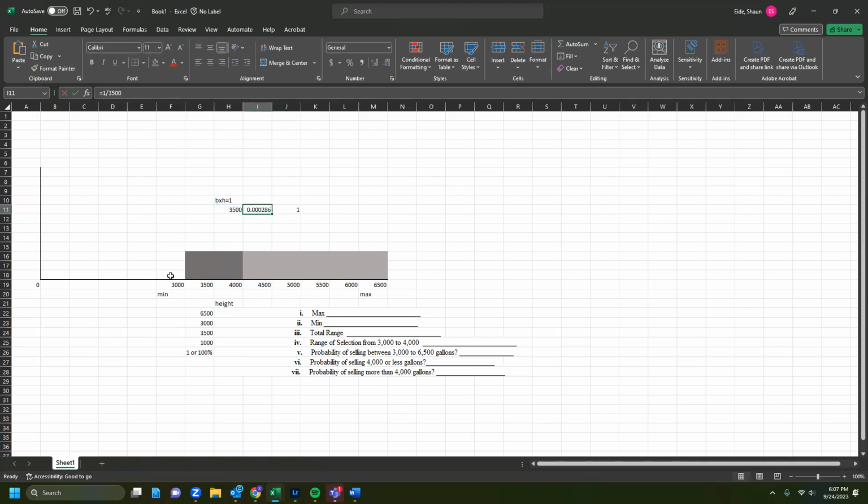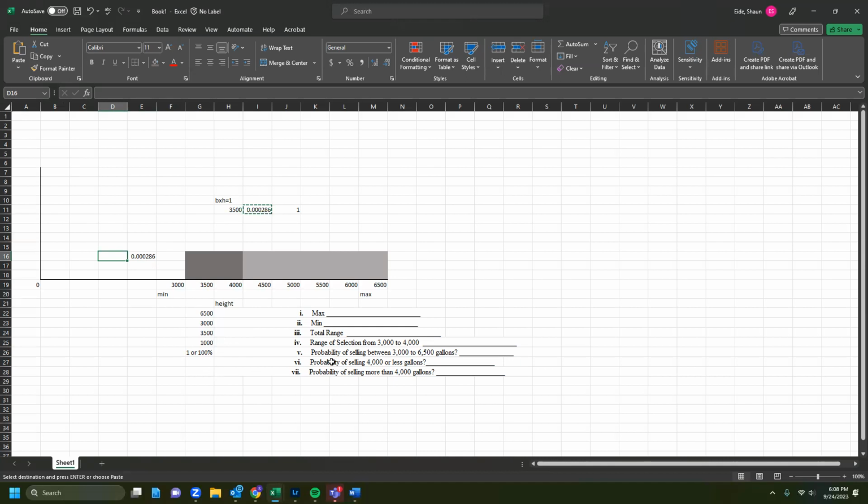And so the probability of any one given outcome, so in this case 3,000, 3,001, 3,002, and so on and so forth, this right here is the height. Okay. And so we're going to paste the height right here, and that is roughly 0.02%. Okay. And the reason why is because this is a very large range.